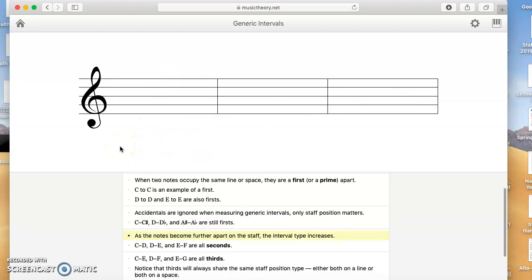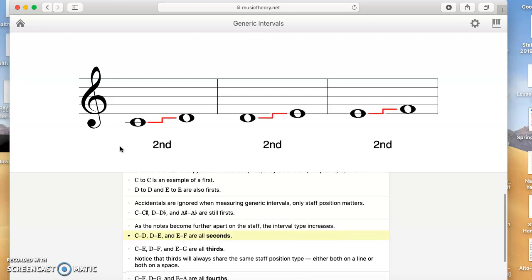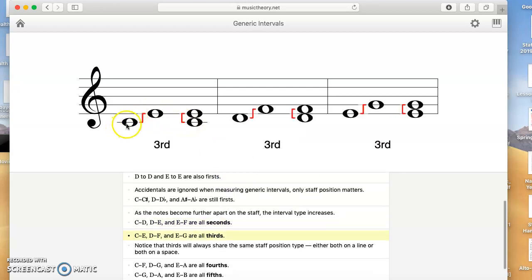As the notes become further apart on the staff, the interval type increases. There's a second. We start here and we go 1, 2. We're not skipping a line or a space. If we start on a line, we go to the next space. C to E is a third. 1 is the line, 2 is the space, 3 is the line. 1 is the space, 2 is the line, 3 is the space.